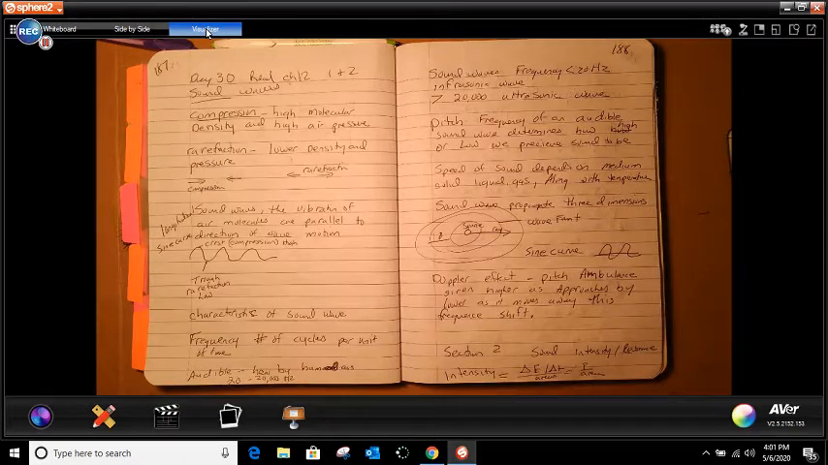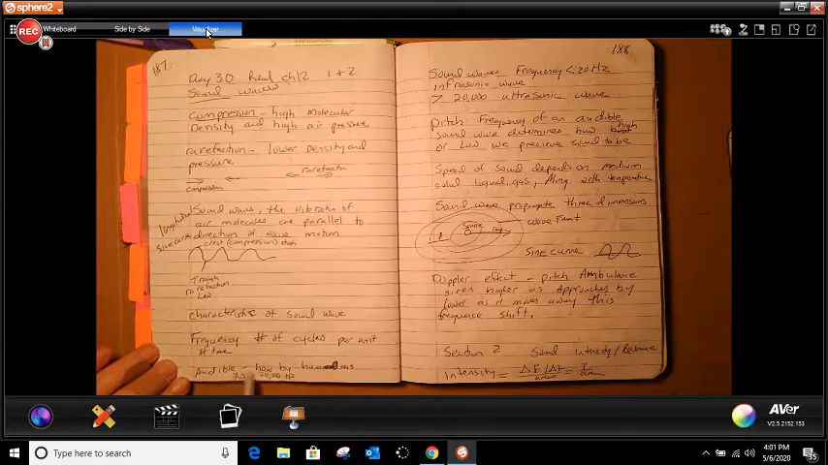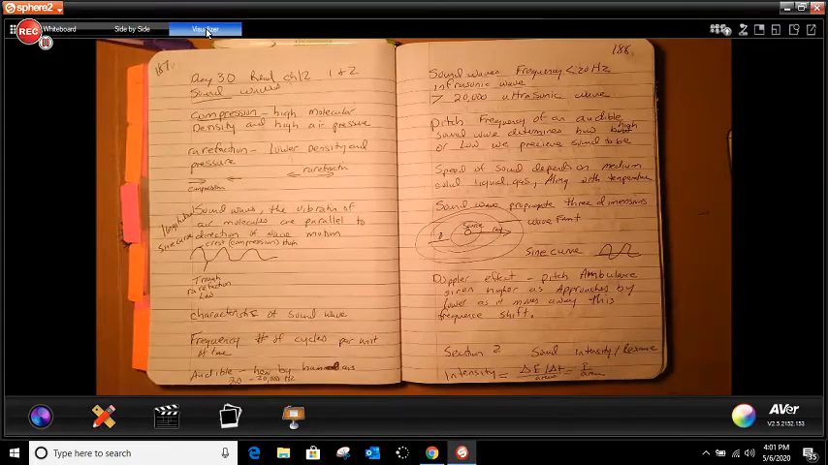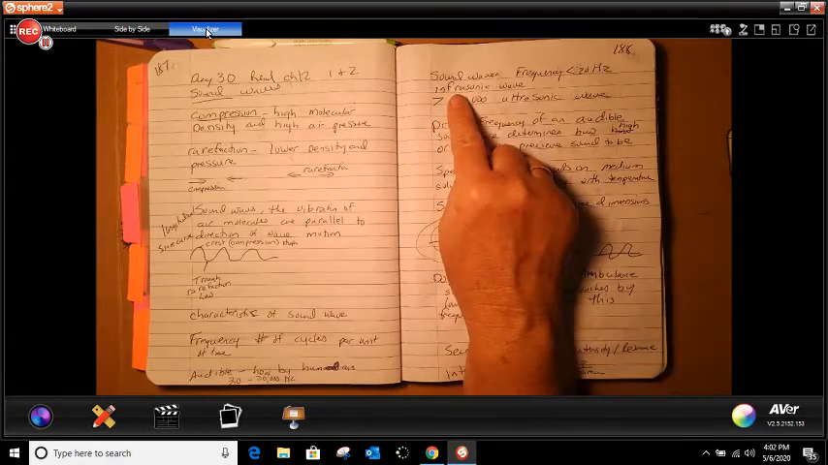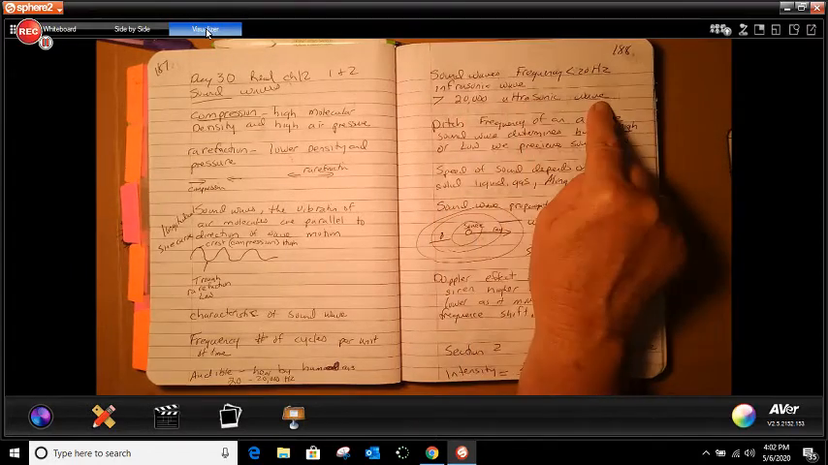Frequency is the number of cycles per unit of time. Audible is what we actually hear. Humans are usually 20 to 20,000 hertz, which makes it audible. And then we have infrasonic waves, where the frequency is less than 20 hertz, and ultrasonic waves, which are greater than 20,000 hertz.